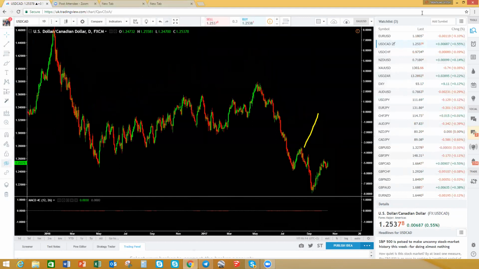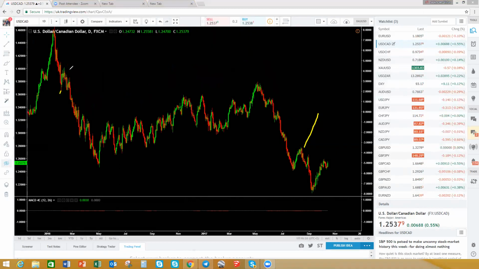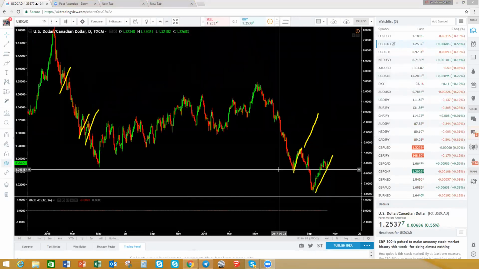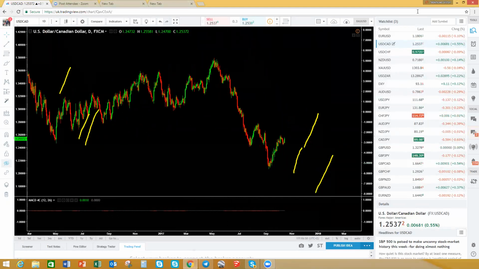So sometimes you need to look at the fractals. Here you got a deeper correction. Here you got a deeper correction. Okay, you get a deeper correction. Here you got a deeper correction. So this one can be even deeper. So let's look at this correction here.